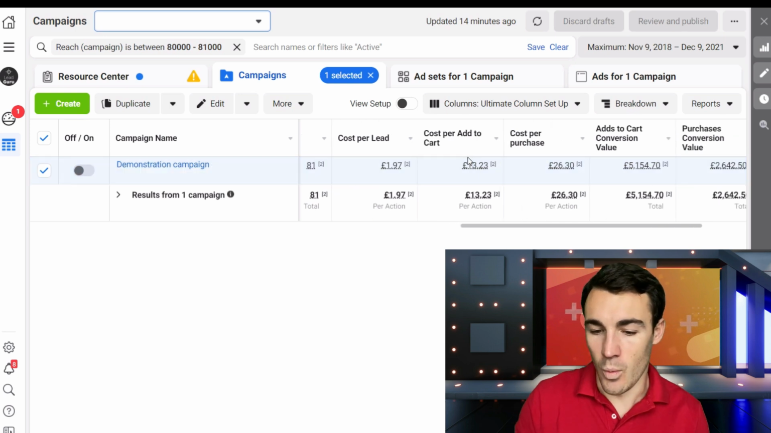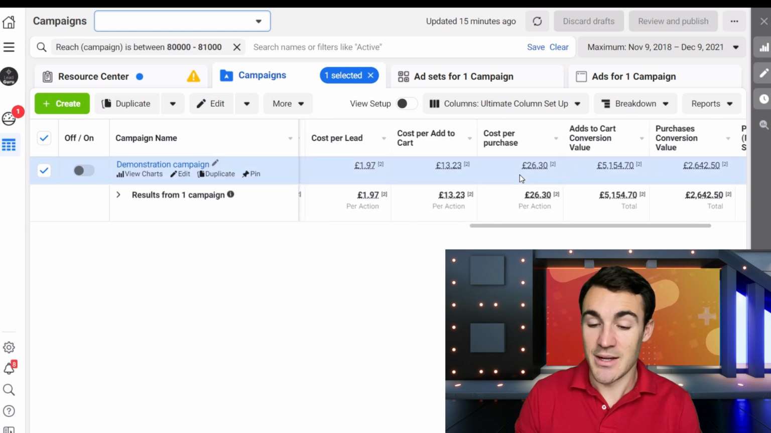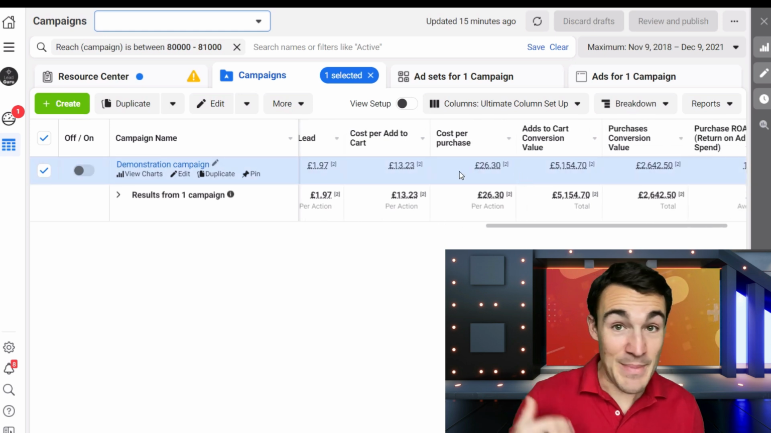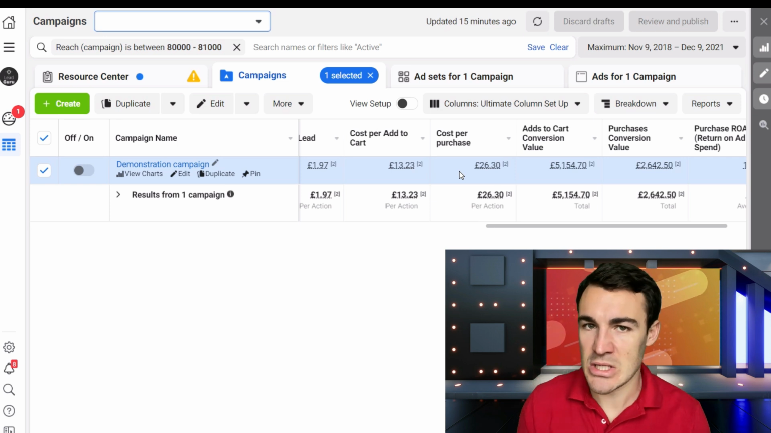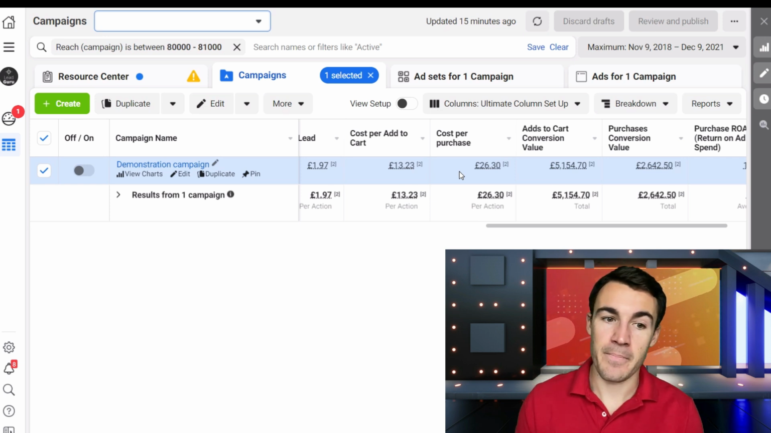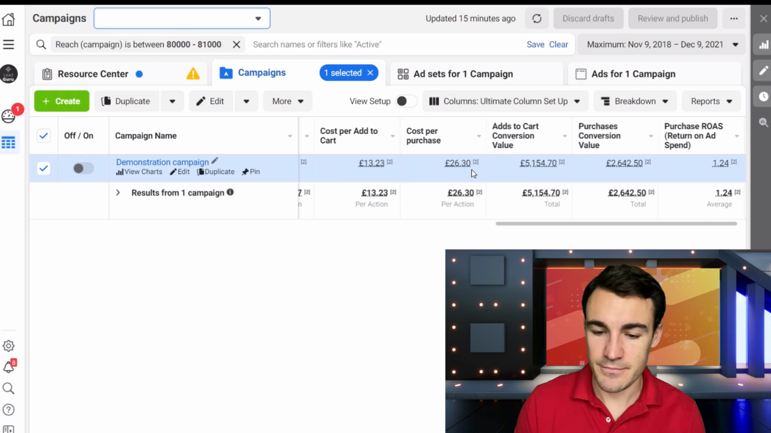So this is an add to cart of $13.23, a cost per purchase of $26.30. That may be great for your business. It's average to decent in this sort of campaign. That may be too expensive. It will vary depending on what you're looking to achieve.